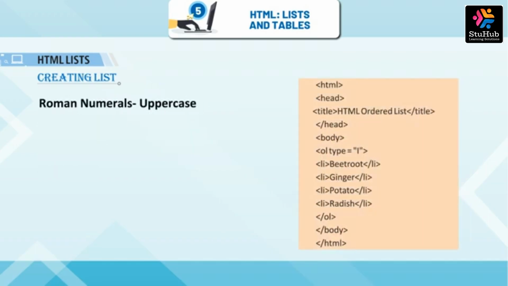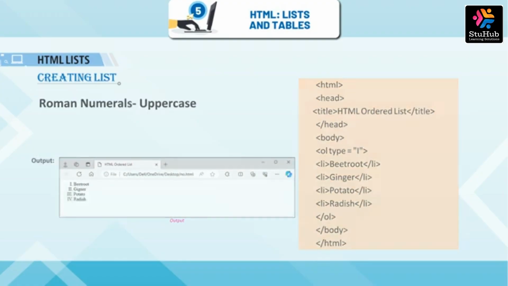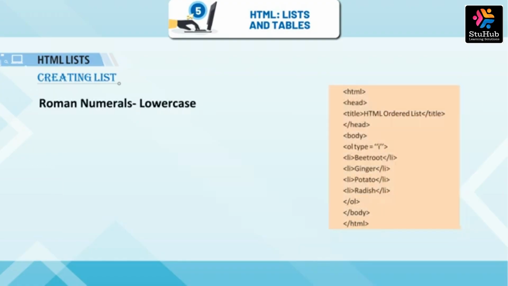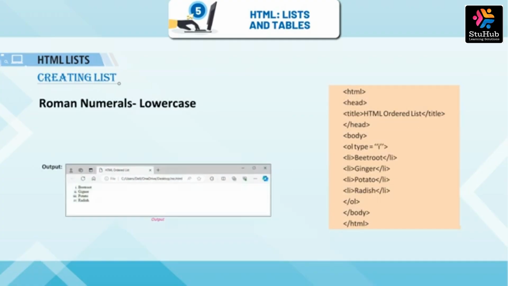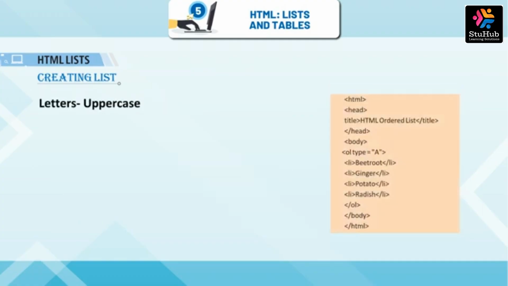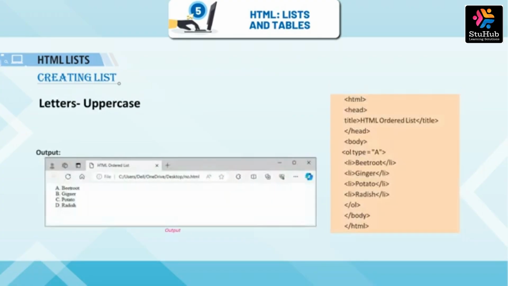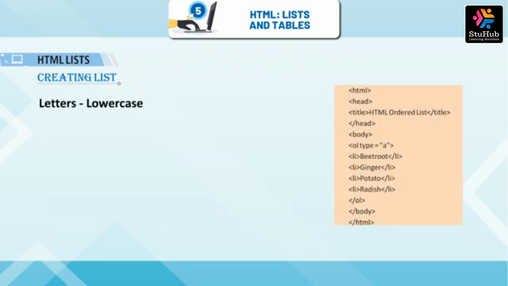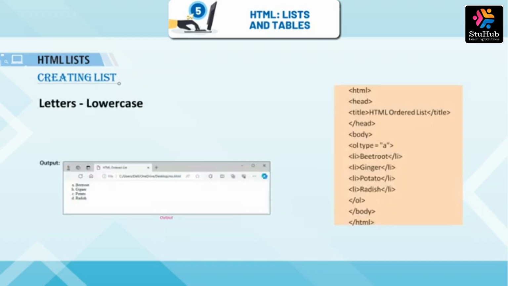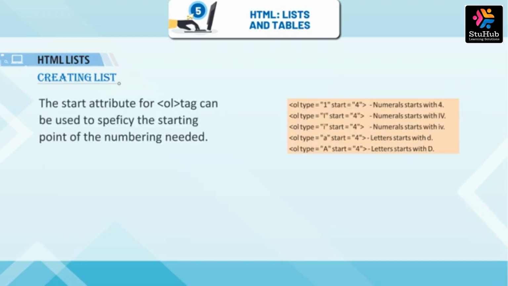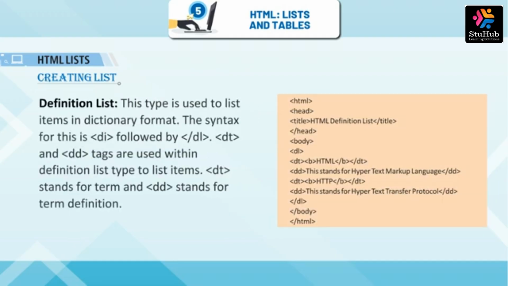Roman numerals uppercase. Output. Roman numerals lowercase. Output. Letters uppercase. Output. Letters lowercase. Output. The start attribute for the OL tag can be used to specify the starting point of the numbering needed.